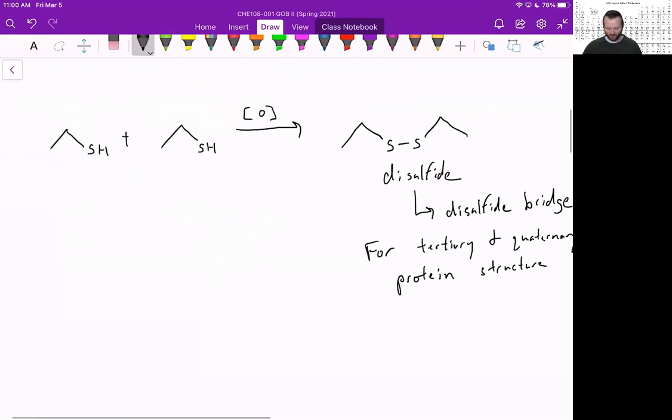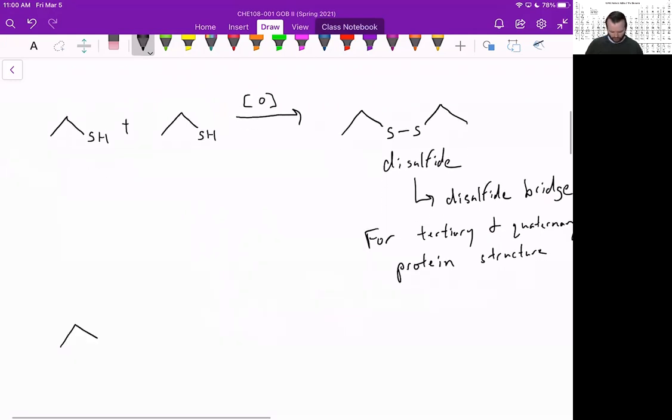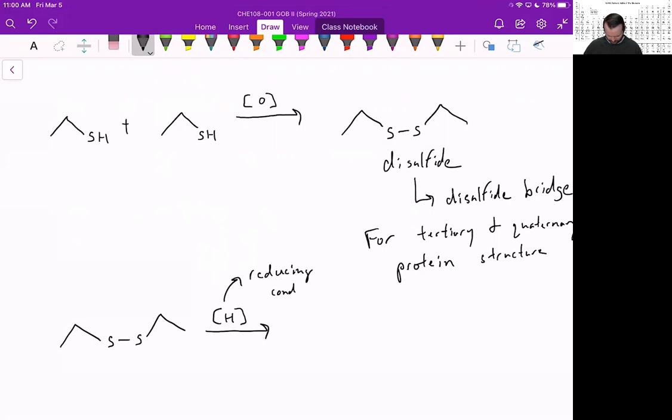And also, disulfide bridges can be broken. O means oxidation, as we've seen. H means reducing conditions, to reform thiols. So this reaction is reversible.